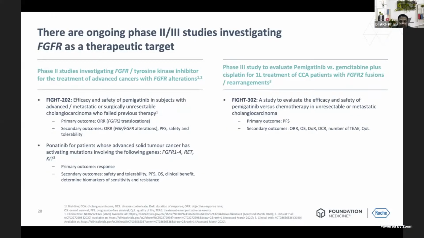So FGFR alterations can also be targeted using drugs. We have drugs for it like pemigatinib, brigatinib. These are FGFR inhibitors. These have been studied in phase 2. There is an ongoing phase 3 where they are studying these FGFR positive cholangios, in which the FGFR inhibitor is compared with gemcitabine, which is the standard treatment for cholangios, and the outcomes are still awaited.